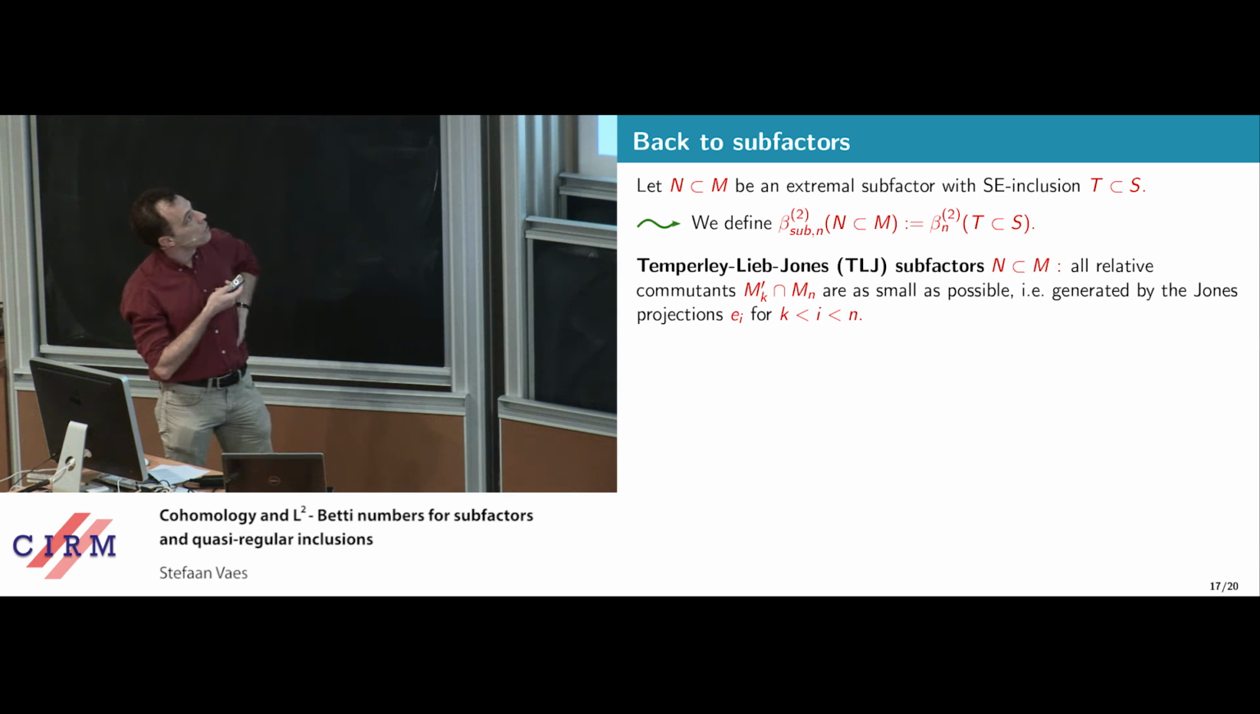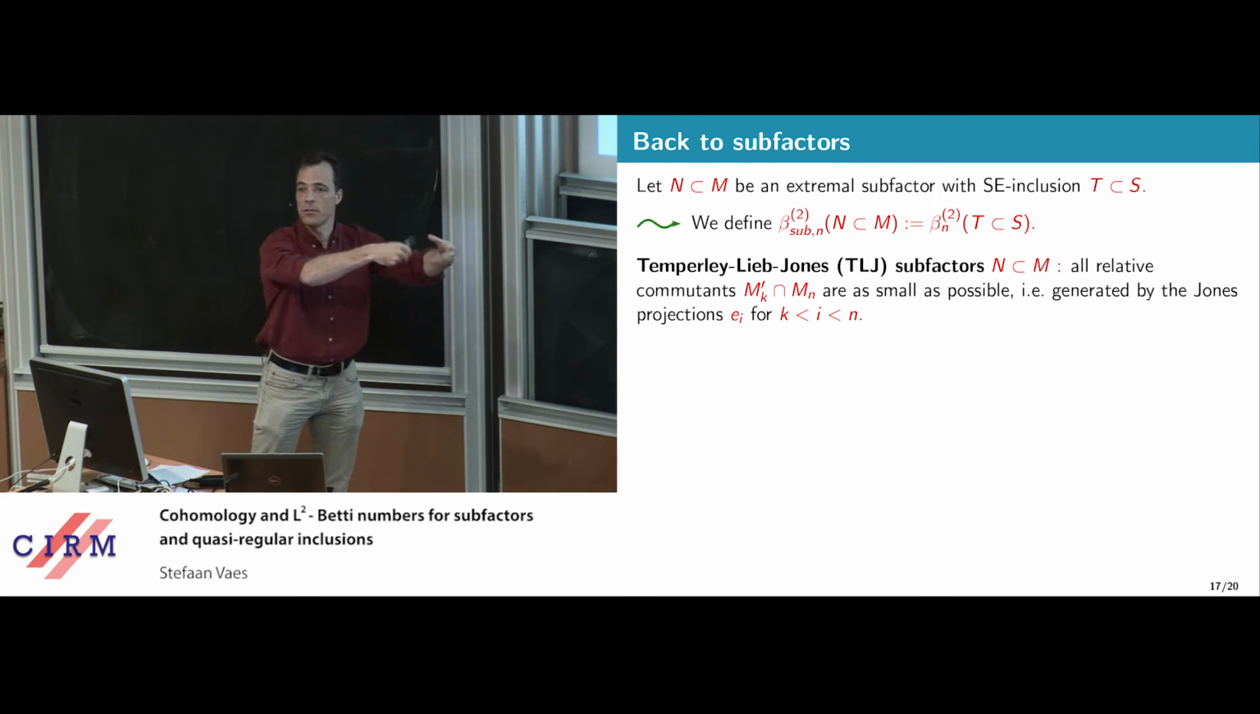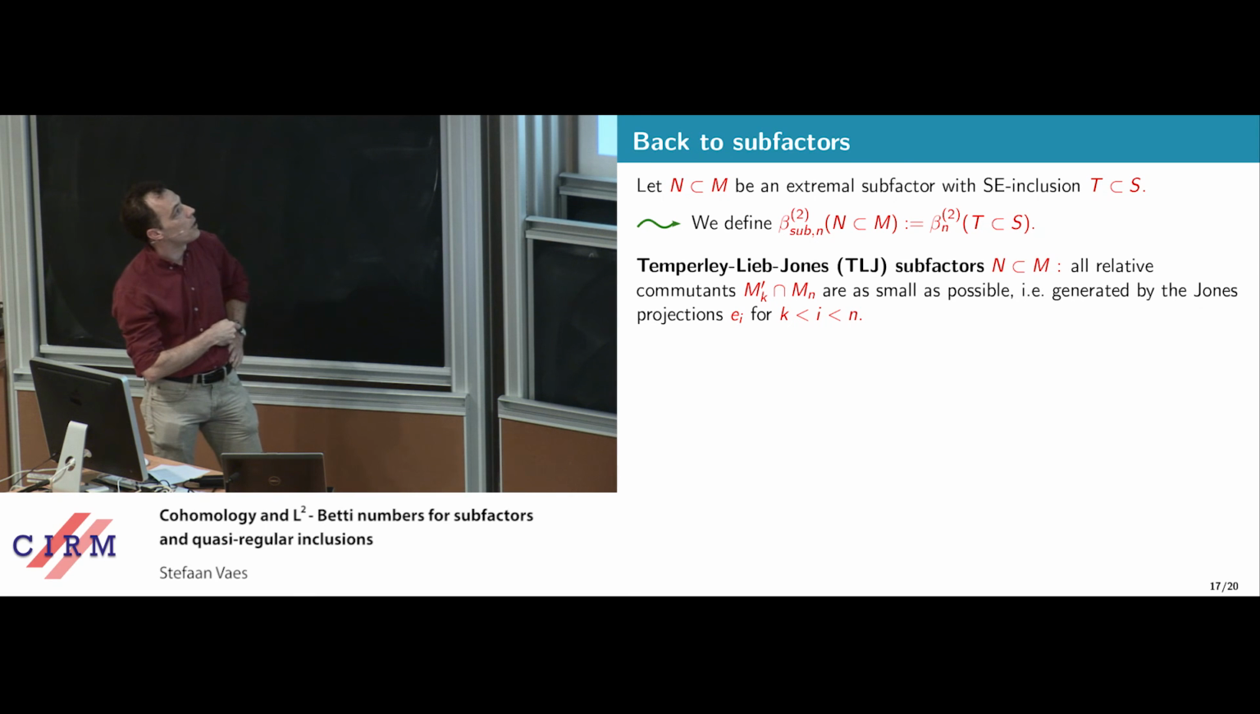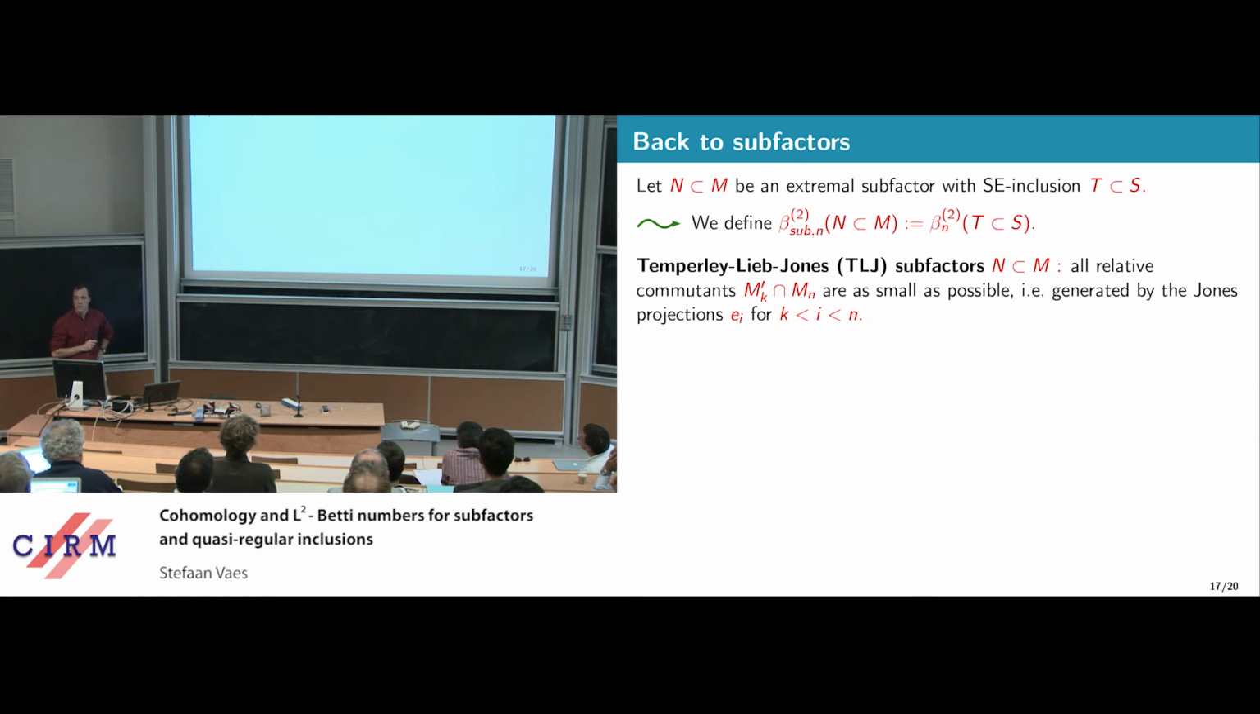Okay, so what are Temperley-Lieb-Jones subfactors? Well, you remember the Jones tower to be constructed by adding Jones projections at every stage, and then by construction, in these relative commutants, you have the Jones projections. So the Jones projections e_i lie by construction always in these relative commutants if the indices respect these bounds. Now, if the relative commutants are as small as possible, namely generated by these Jones projections, then you say that the subfactor is a Temperley-Lieb-Jones subfactor at the given index.